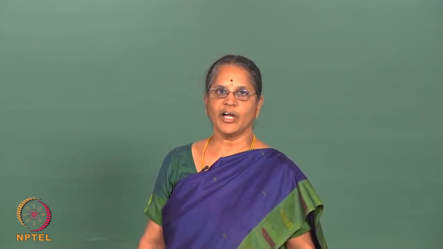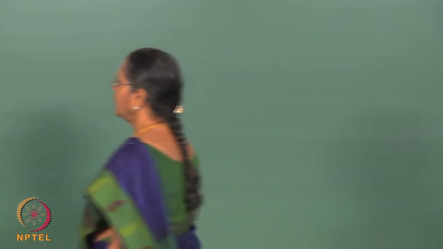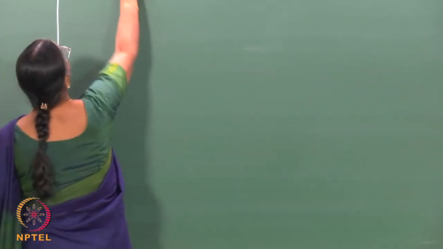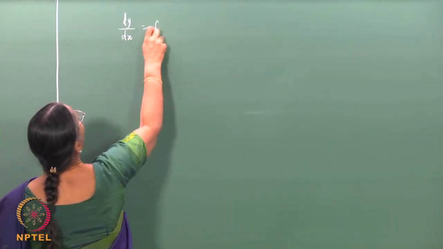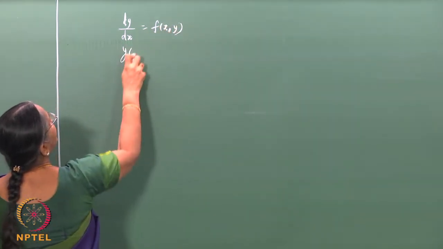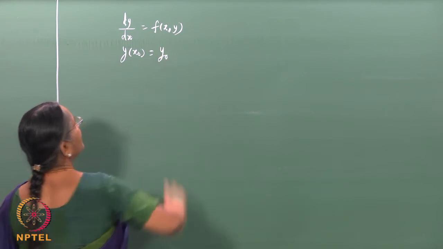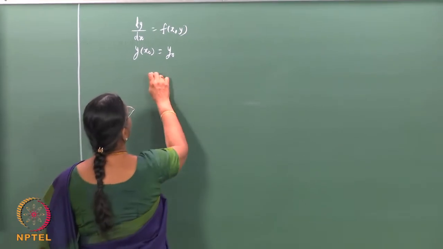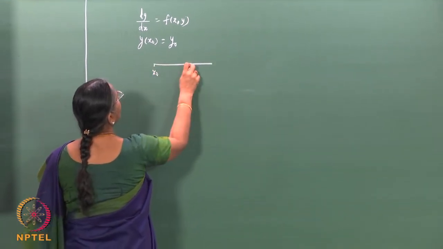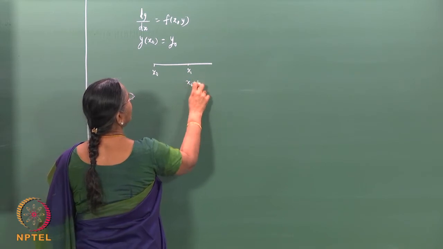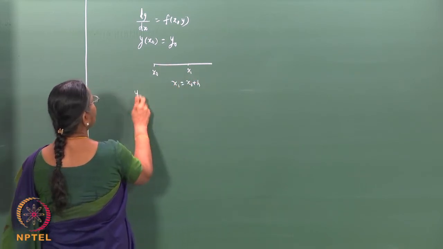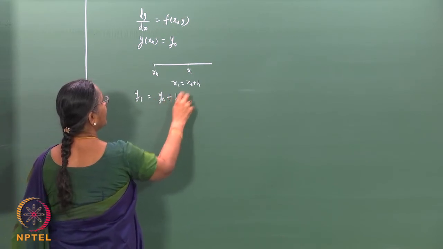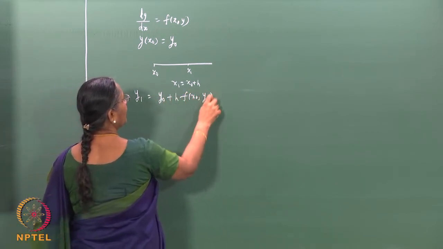In the last class, we studied a predictor-corrector method by Euler. Euler's method solves the initial value problem dy/dx = f(x, y) when an initial condition is given at x0 as y(x0) = y0. And if you want to obtain the solution at a point x1, which is x0 + h, then Euler's method says y1 = y0 + h f(x0, y0).